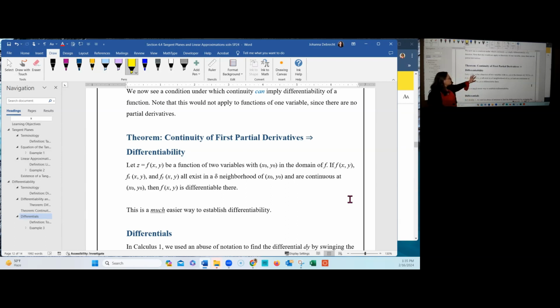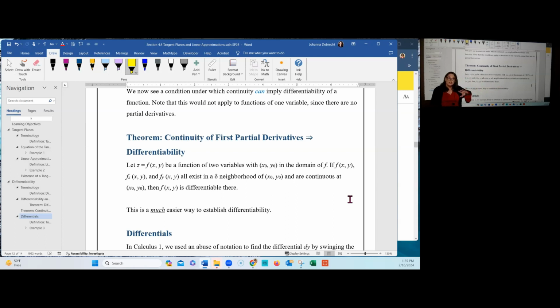Again, we let z be a function of two independent variables with a point x naught, y naught in the domain. If the function and the first partial derivative with respect to x and the first partial derivative with respect to y all exist in some delta disk around the point x naught, y naught, and they're continuous at the point x naught, y naught, then the function is differentiable at that point.